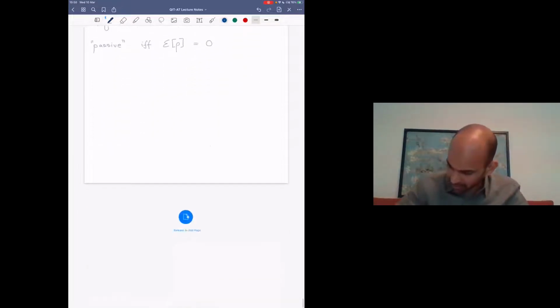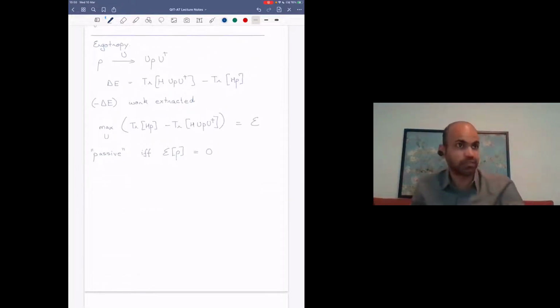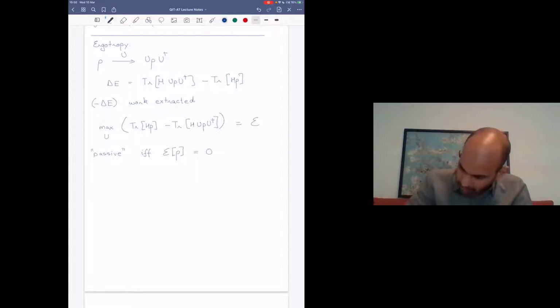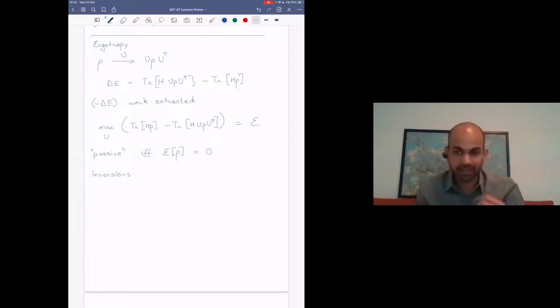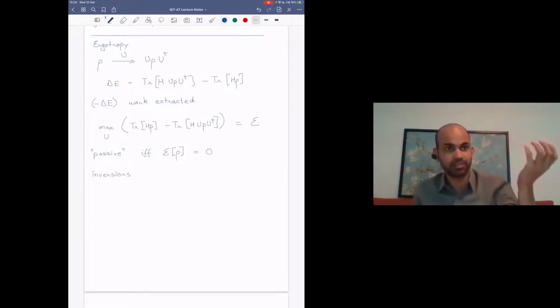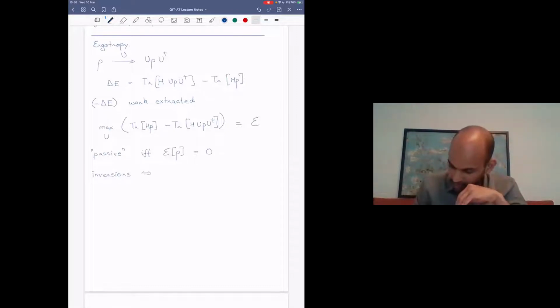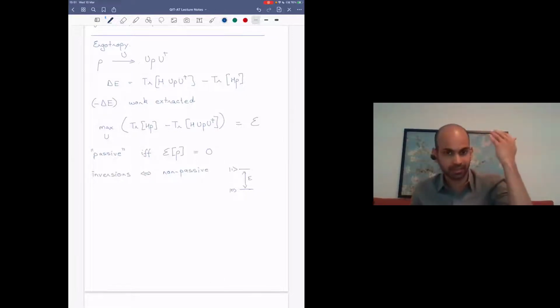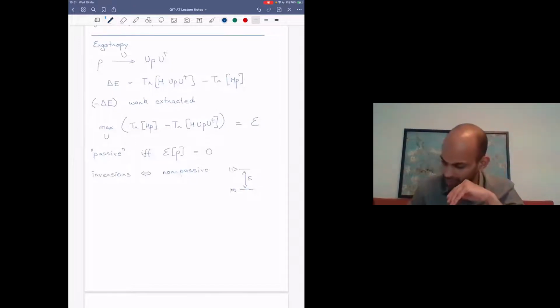Now, given the discussion that we had about virtual qubits and virtual temperatures, one very easy thing to see is that inversions, and by inversions, I mean a higher energy level has a higher population than a lower energy level, are the same as saying the state is non-passive. And the reason is very simple. If you have some Hamiltonian, let's just take a single qubit. So this is state 0 and 1, and it has an energy gap E. So I'm really labeling it so that the state 1 has a higher energy than the state 0. So 0 is the ground state.